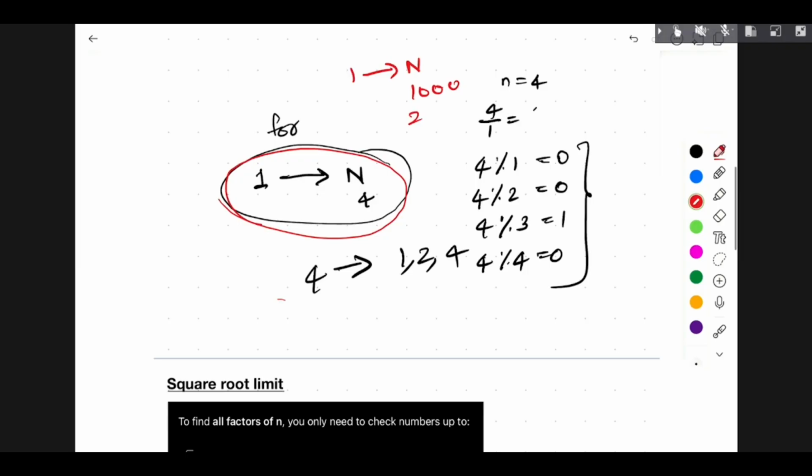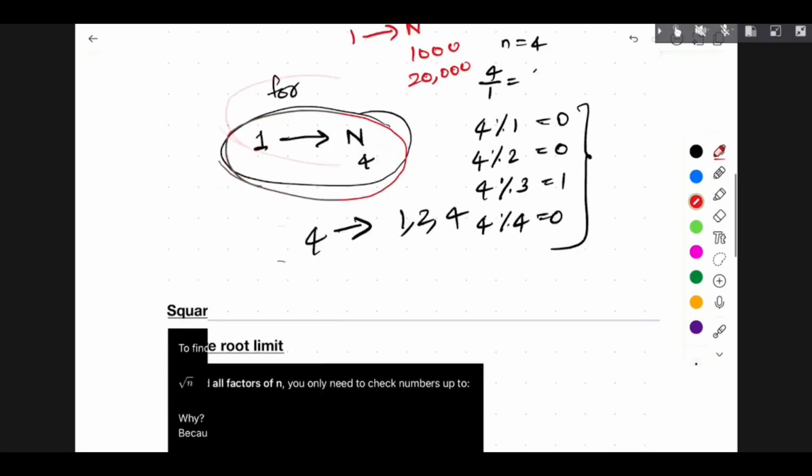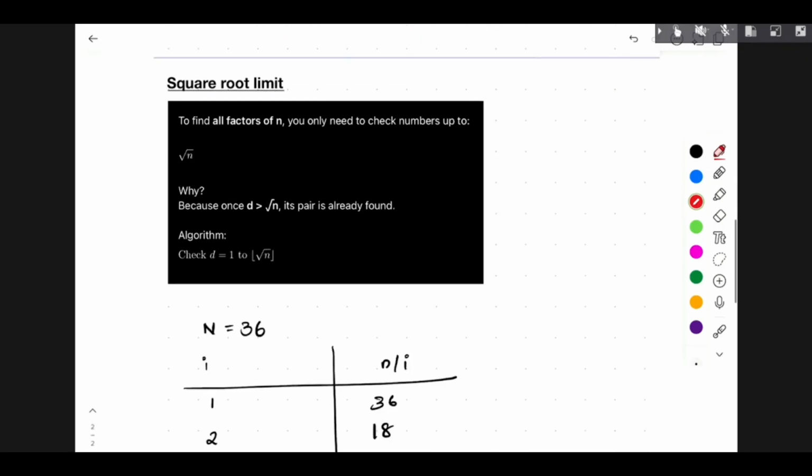If this n is 20,000, in that case this loop has to run 20,000 times. So as n increases, you have to run that many times. So for that we are using this approach. It's called the square root limit. So according to the square root limit, you will only be running the loop from 1 to root n.